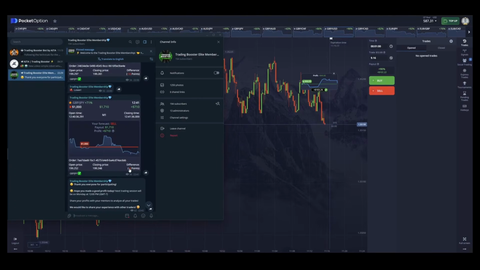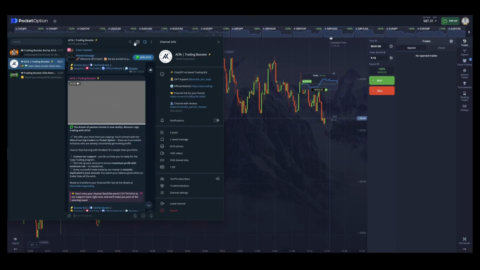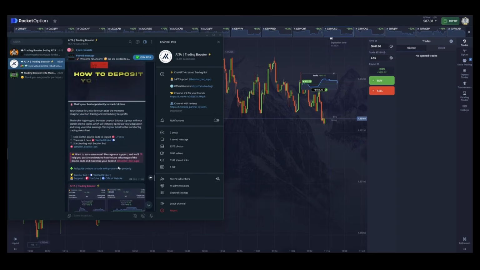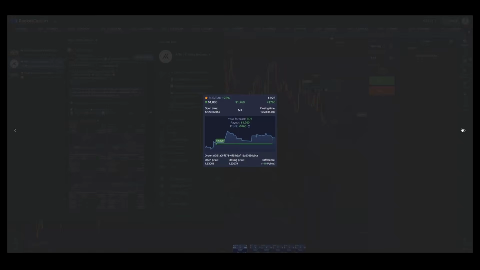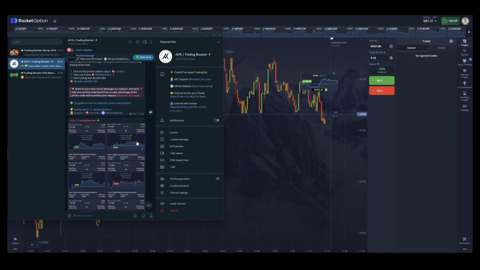The second way is a ready-made strategy that you'll find in our Telegram channel, and you can also check out the results of our members. So, a lot of people here are really making money, simply by using our straightforward tools.